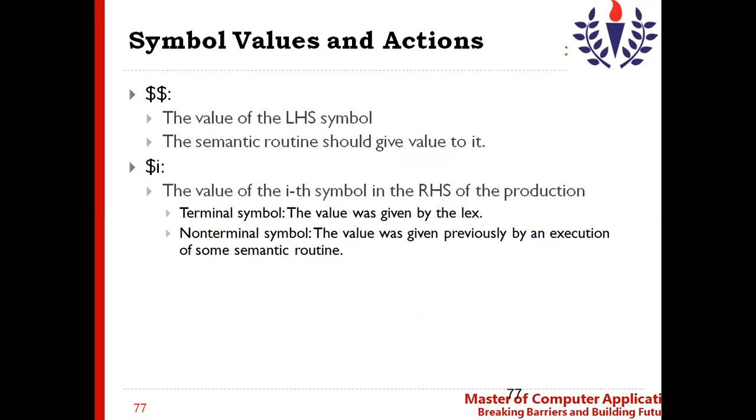Once a rule is matched, the corresponding action can be performed. In the action, we can use the symbol values. There are two symbol values we have: one is $$, and the other is $i. What is this $$? It has the value of the LHS. The value for the LHS is assigned by executing the previous routine, which gives the value. Whatever routine we give, from the previous expression, the previous grammar, it will take the value. And $i denotes the value of the ith symbol in the RHS. So $$ represents the value of the LHS, whereas $i represents the value of the RHS.